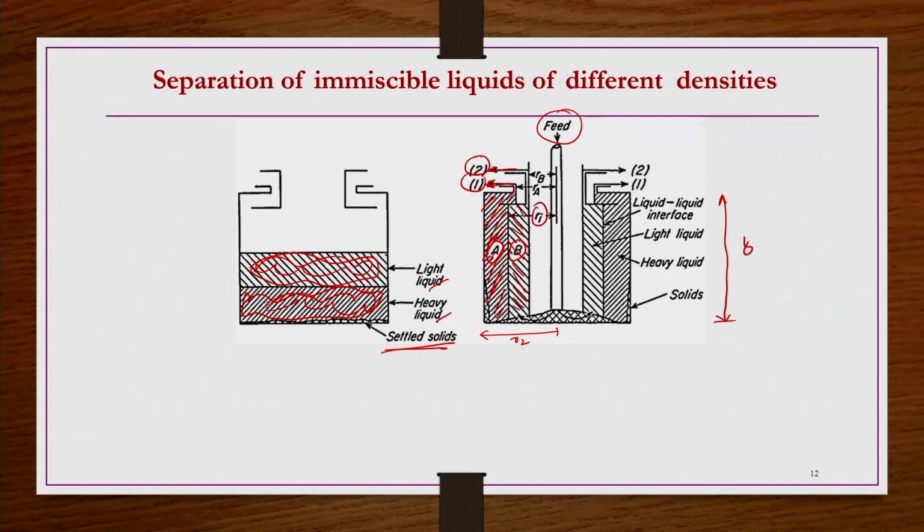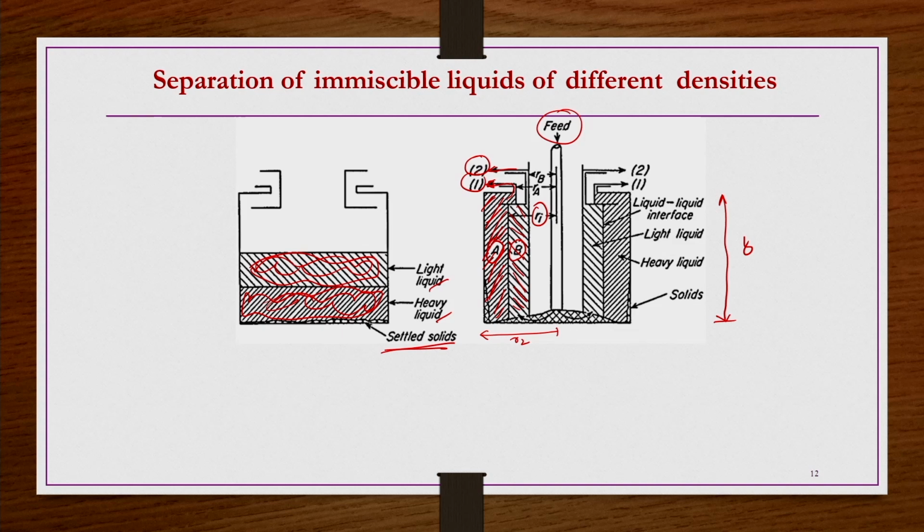The interface between this heavy liquid and the light liquid, whatever is there, that is Ri, and this Ri is a very important calculation. Based on this Ri calculation, the Ra and Rb locations are set, so that the collection of the heavy and light liquids can be taken continuously.